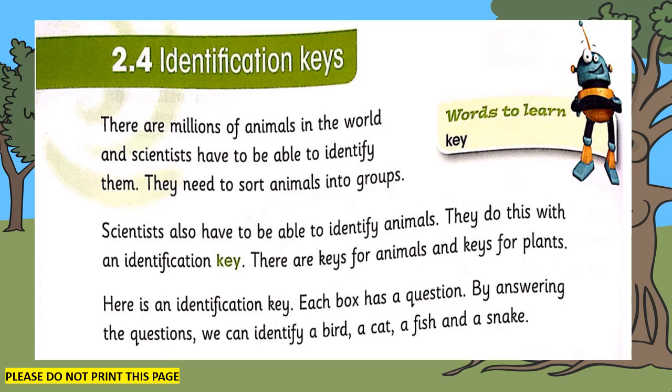Here is an identification key. Each box has a question. By answering the questions, we can identify a bird, a cat, a fish, and a snake.